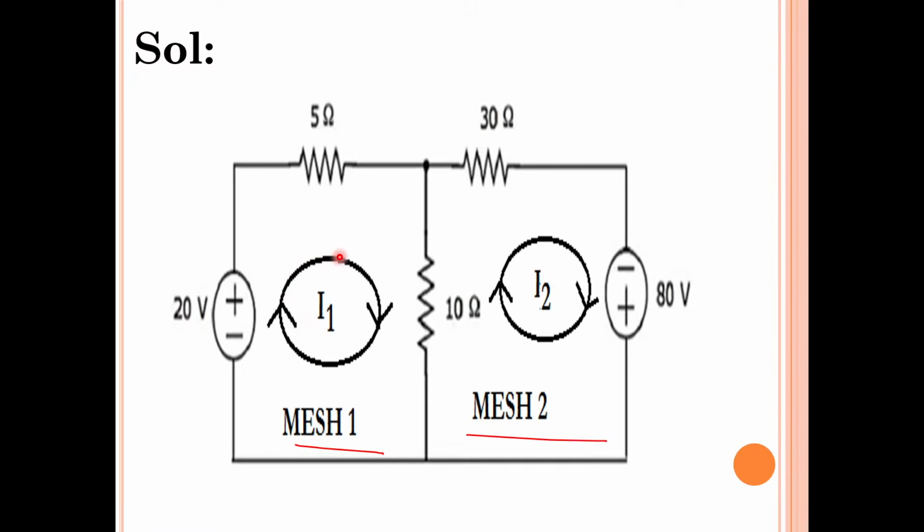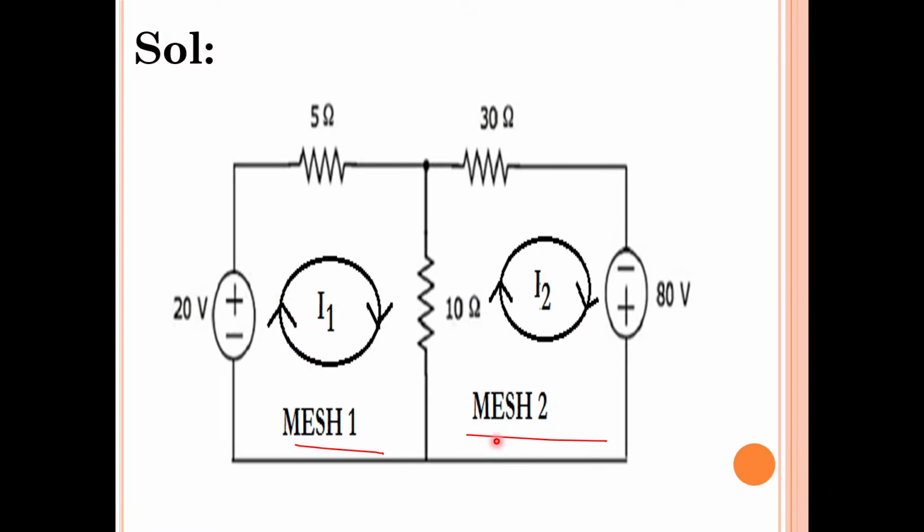I am assuming that I1 current is flowing in clockwise direction in mesh 1. That's the meaning of this. Similarly, in mesh 2, I have also assumed clockwise direction. You can assume both the loop currents or mesh currents in clockwise direction, or both in anti-clockwise direction, or one in clockwise and the other anti-clockwise, your wish. So mesh current directions are our wish. We can assume any direction that we want. Here I have assumed clockwise for both the mesh currents.